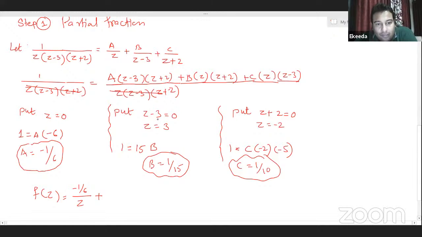See here, what is the value of B? B is equal to 1 by 15 upon Z minus 3 plus, what is the value of C? See here, C is 1 by 10. And here it will be Z plus 2.